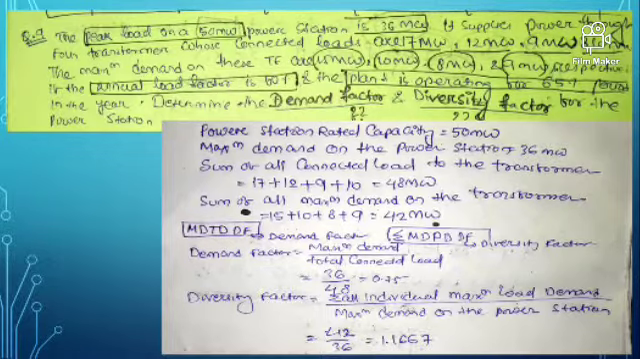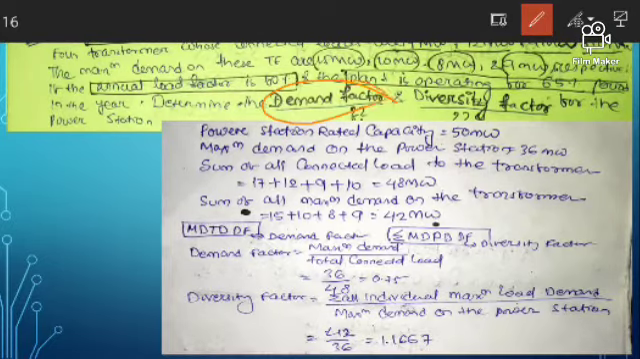Next, come to our problem number 9. Problem number 9 says that the peak load on a 50 megawatt power station is 36 megawatt. It supplies power through 4 transformers whose connected loads are 17 megawatt, 12 megawatt, 9 megawatt and 10 megawatt. The maximum demands of those transformers are 15 megawatt, 10 megawatt, 8 megawatt and 9 megawatt respectively. If the annual load factor is 60% and the plant is operating for 65% of the period in a year, determine the demand factor and diversity factor for the power station. So it is asking for the calculation of demand factor and diversity factor.